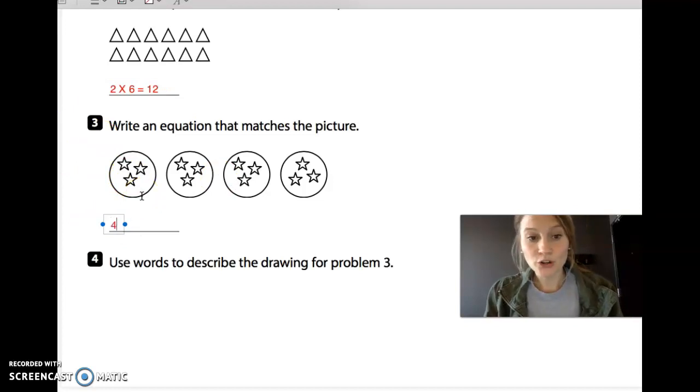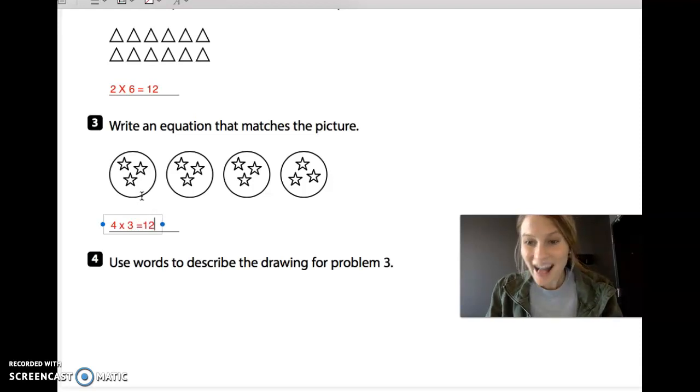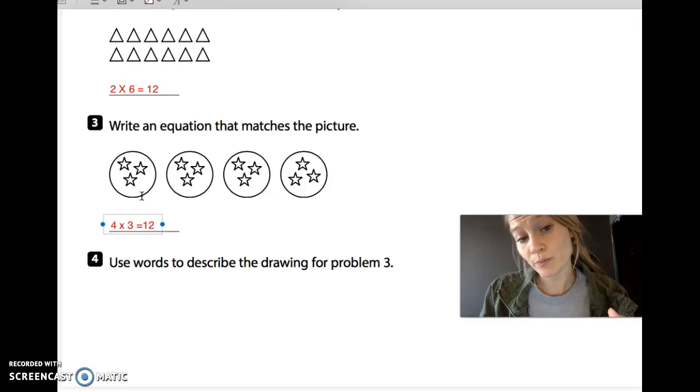So I see 4 groups times 3 in each group equals 12. Did you count them? Did you count by threes? Did you count by, what'd you do? I could have gone 3, 6, 9, 12.